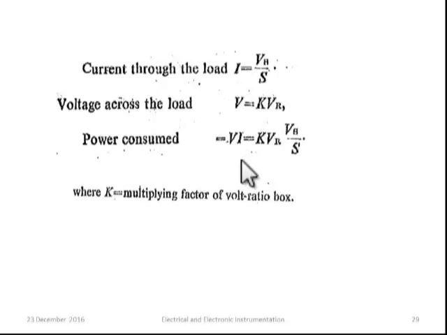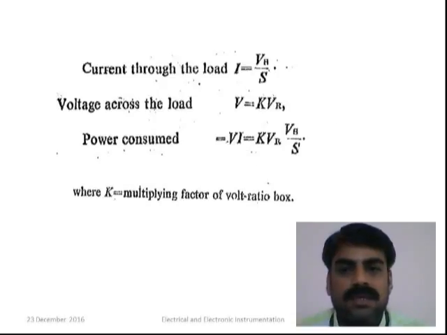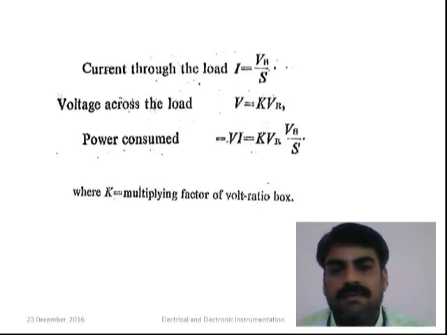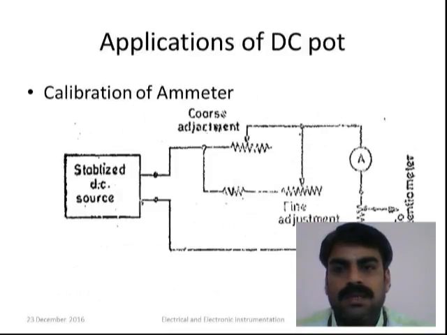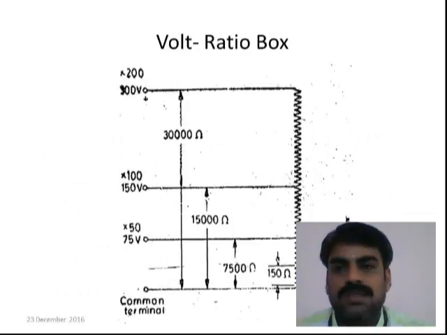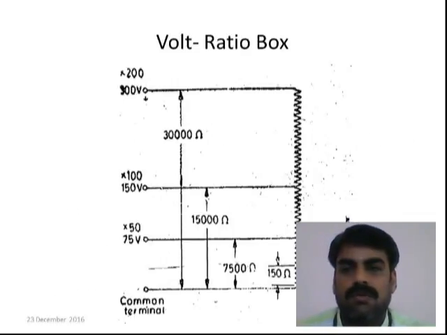Since we are doing all these measurements and calibrations by comparison, that is, we are comparing the actual value with the standard value, the accuracy of calibration and the accuracy of measurement is very high when we are doing this with a potentiometer. Now let us see how the voltage ratio box is working.